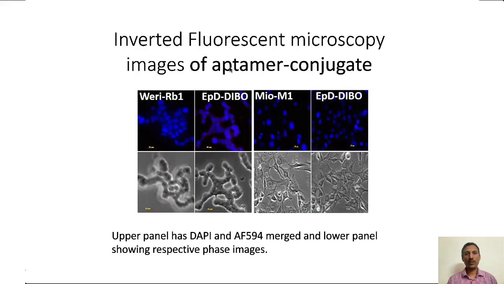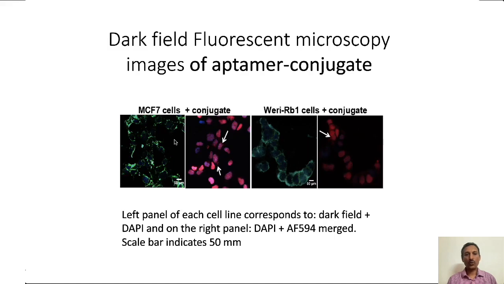Here we have the inverted fluorescent microscopy images of the aptamer conjugate. So, this is one of the retinoblastoma cells. Here, when we use the conjugate, you can see the red color at the periphery of this one. So, this tells about the cellular uptake, and this is a negative one, so here you do not see the uptake. So, this clearly tells that whenever there are positive cells, we see the cellular uptake at the cell surface. And we have two other cases.